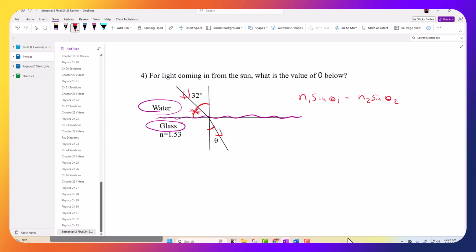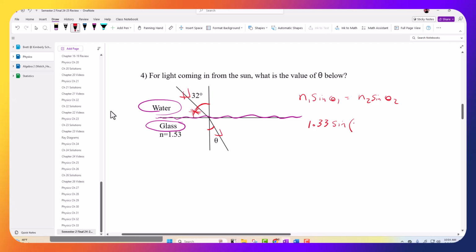What's the index of refraction or N value for water? Well, if you don't know, it's a page number. Does anyone remember what it is? It's like the most commonly used one. Page 642? Sounds about right. Should be 1.33.